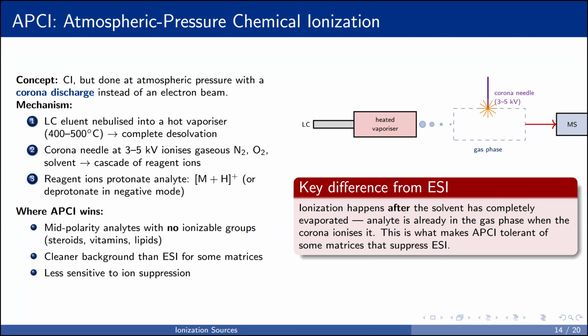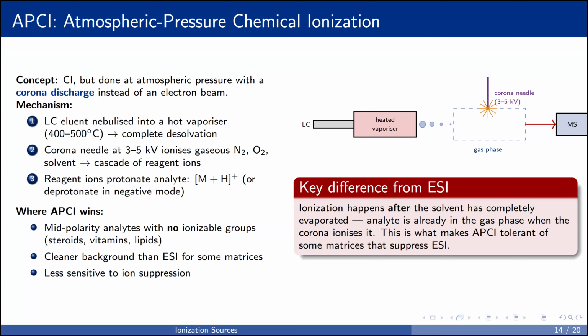The key difference from ESI, and this is the sentence to remember, is that in APCI, ionization happens after the solvent is completely evaporated. The analyte is already in the gas phase when it gets ionized. In ESI, the analyte is still inside a shrinking charged droplet right up until the moment it's released as a gas phase ion. What this means practically is that APCI and ESI have different strengths.